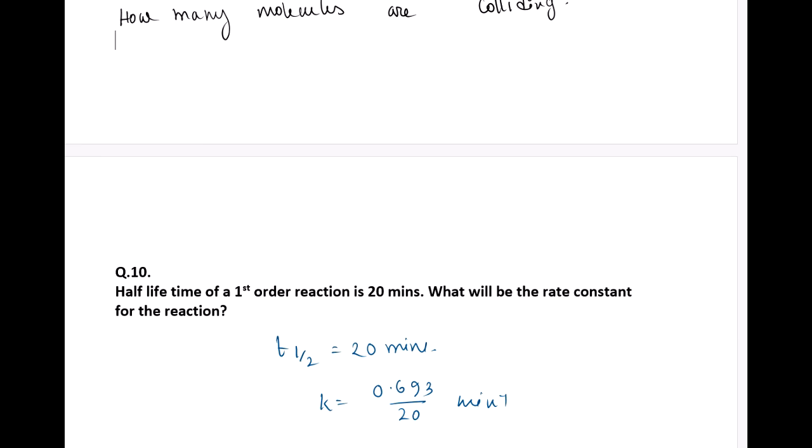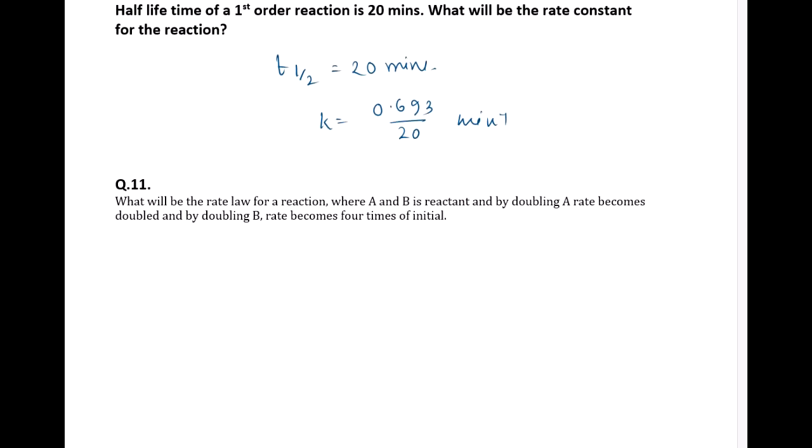Okay. Next question we have another. What will be the rate law for a reaction where A and B are reactants? By doubling A, rate becomes double. By doubling B, rate becomes 4 times.